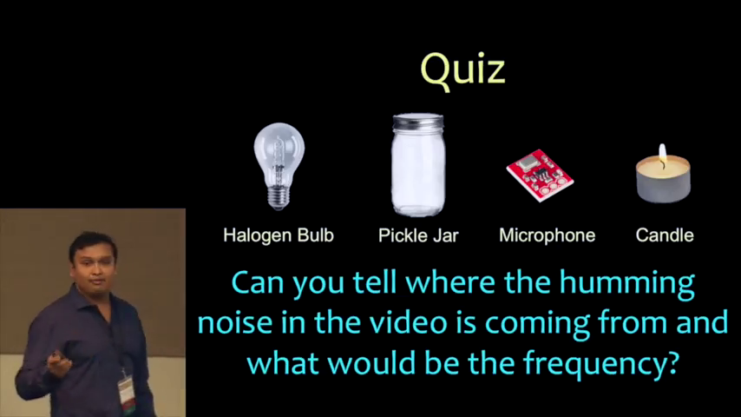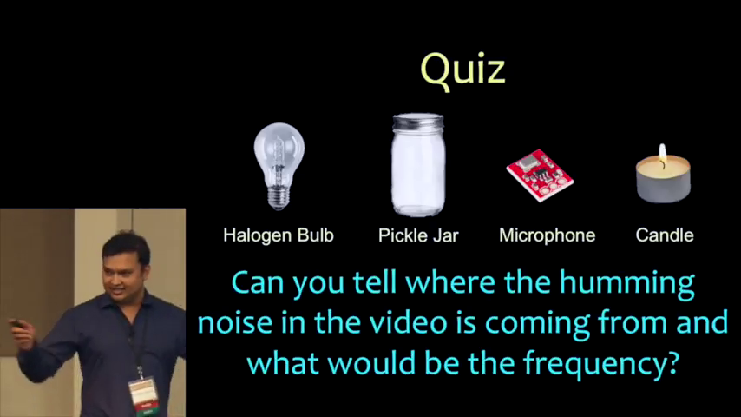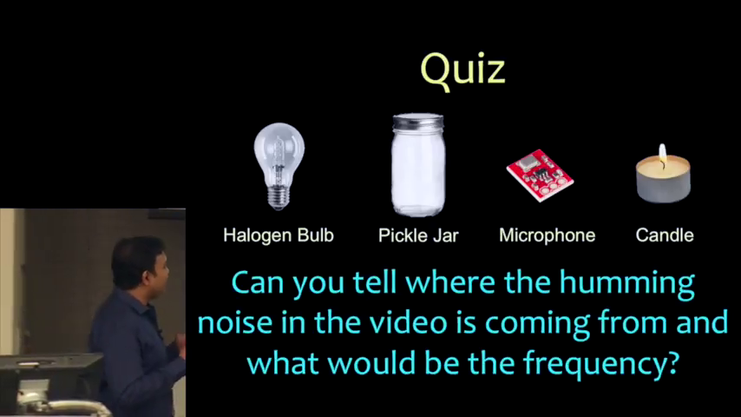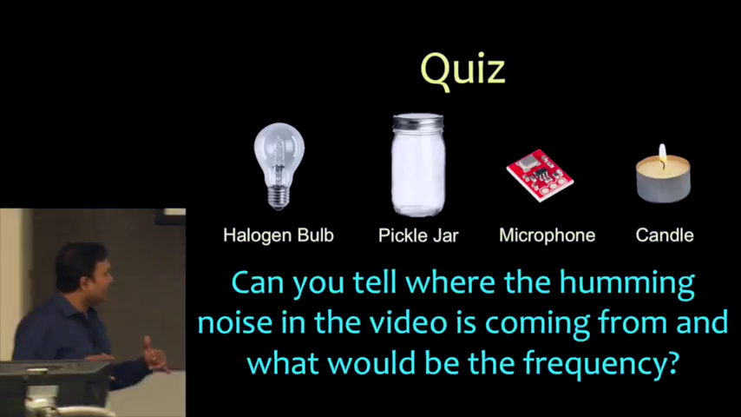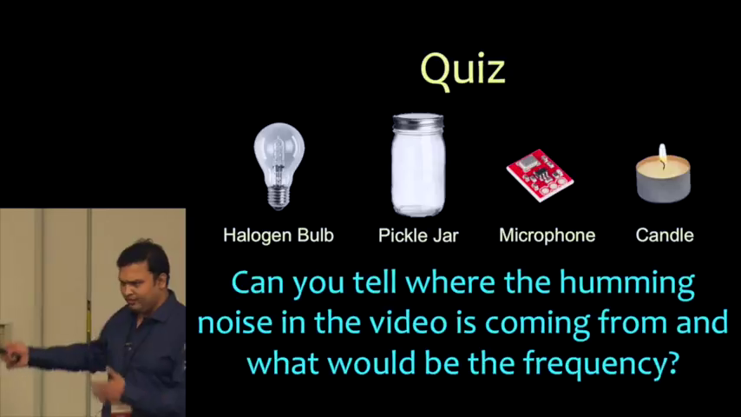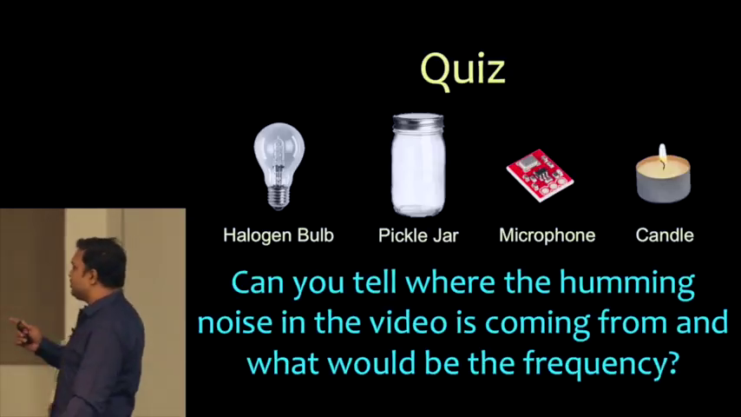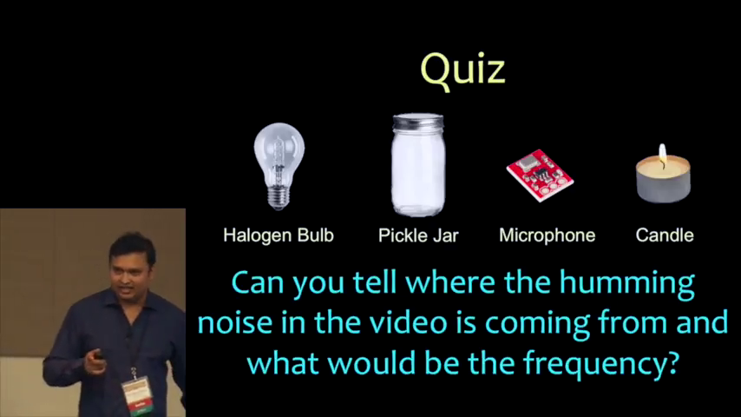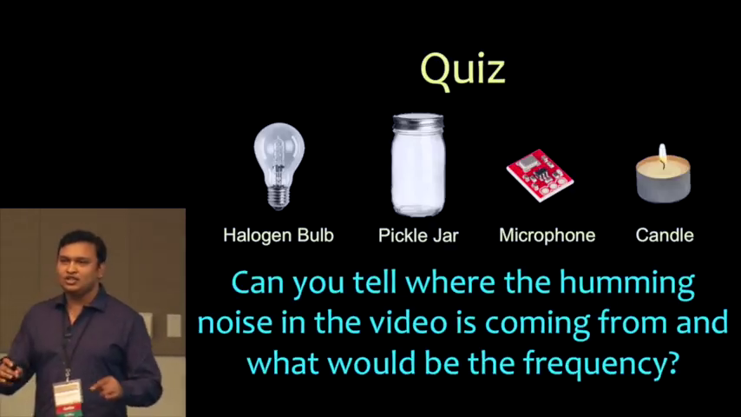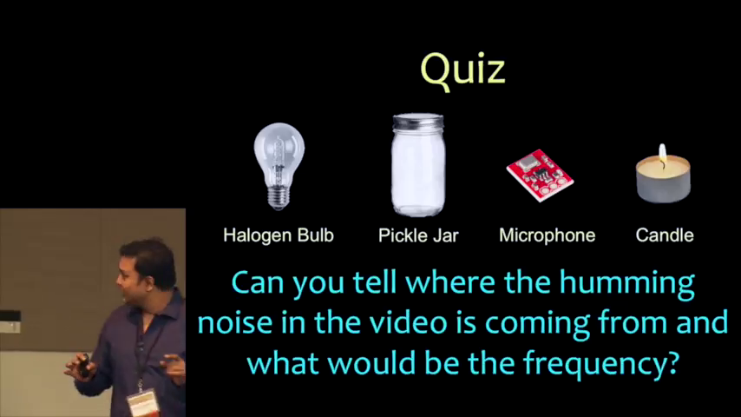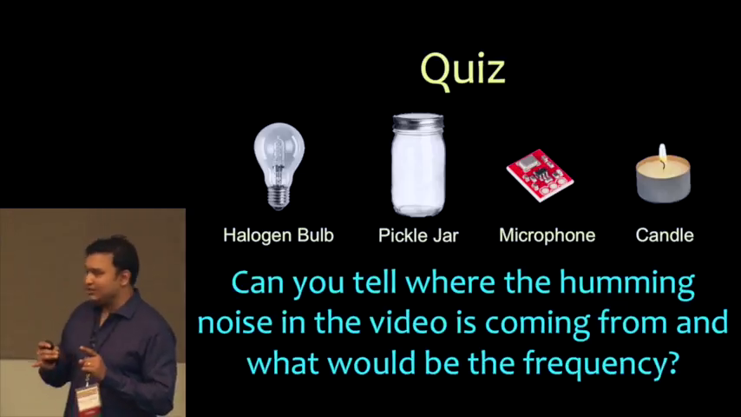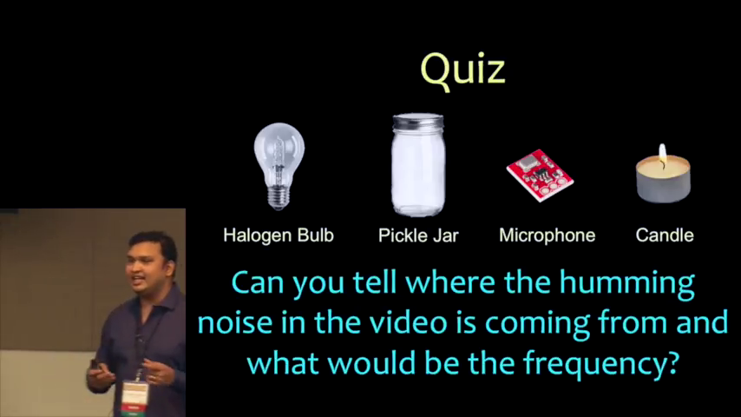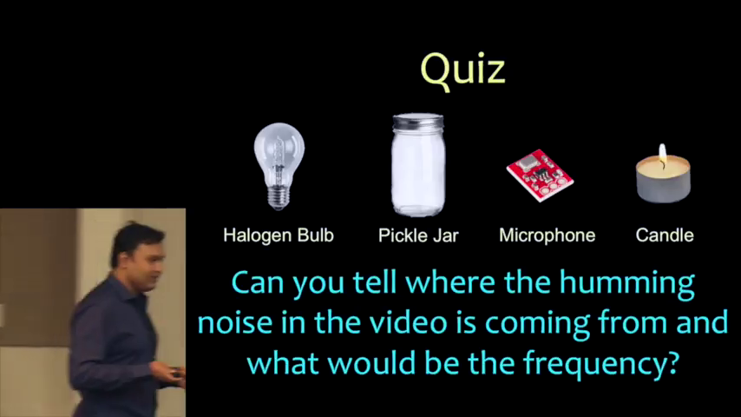Okay, so I wanted to start off my presentation with a quiz, and I want participation from you. In the next slide, I will play back a video of an experiment that I ran a couple of weeks earlier. And you have to tell me where the humming noise in the video is coming from and what would be the fundamental frequency of that hum. I'll disclose another piece of information: in that experiment, I used a halogen bulb, a pickle jar, a microphone, and a tea light candle. Okay, here you go.